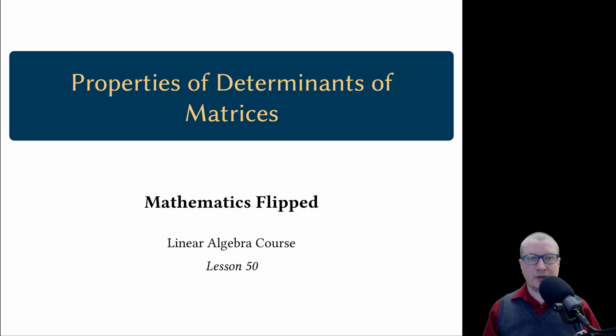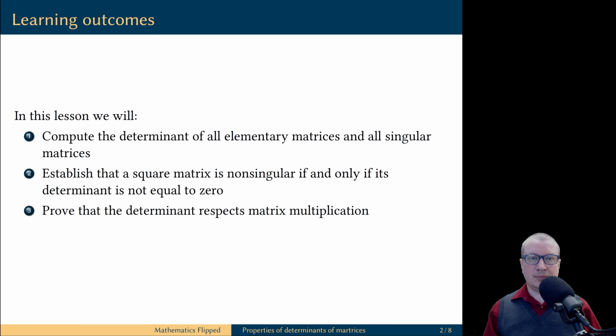Welcome friends, Igor is here, and in this video we will understand why it is useful to know the determinant of a matrix. In this lesson we will compute the determinants of all elementary matrices and all singular matrices. We will establish that a square matrix is non-singular if and only if its determinant is not equal to 0. And we will prove that the determinant respects matrix multiplication.